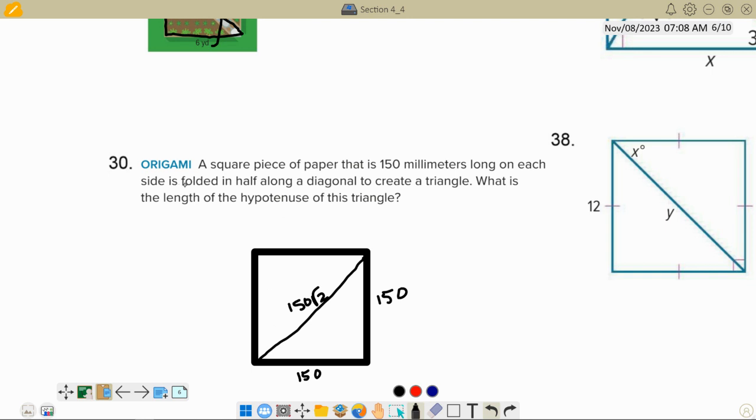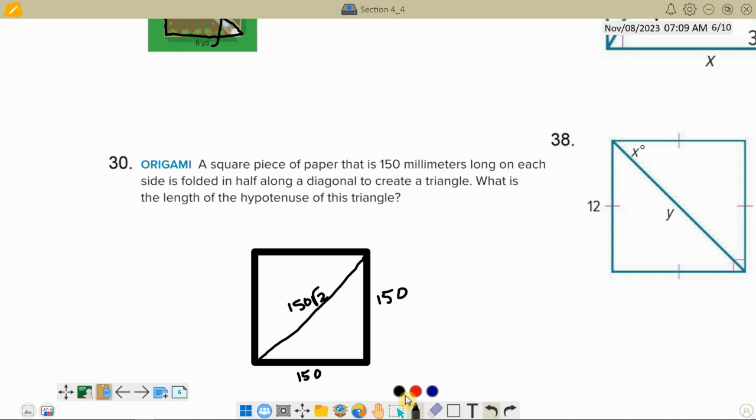Let's see, the side along each side is folded. So a square piece is 150 long on each side, folded in half along the diagonal. Yeah, so I lost confidence there for a second. Is that what they were looking for, right? So you might want to just double check if you found what they wanted, right?